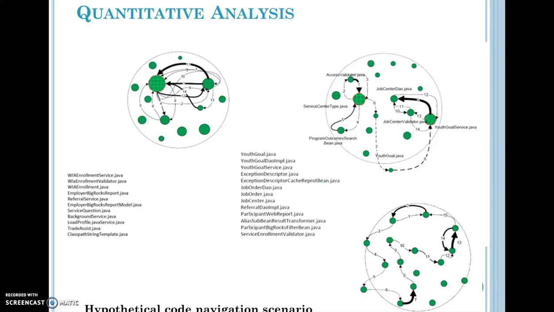This is a hypothetical code navigation scenario. For example, in this scenario, a particular developer is navigating through different Java files, and the developer is heavily relying on this landmark file to reach some other files. And in this scenario, there are two separate landmarks, so developers use these two landmarks in order to solve a particular maintenance task or activities. In this scenario, the developer is not relying on any landmarks at all.